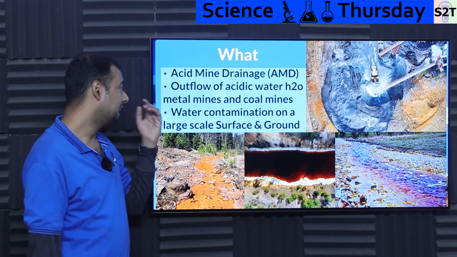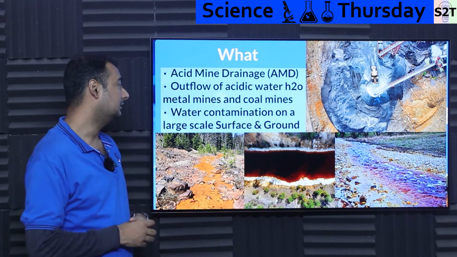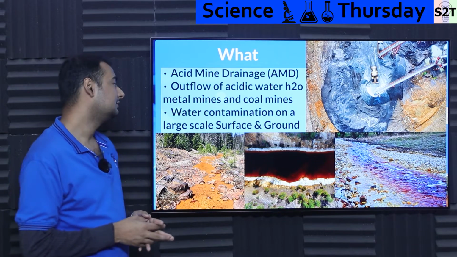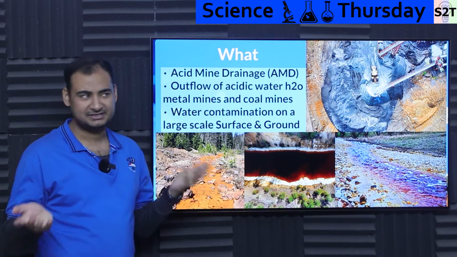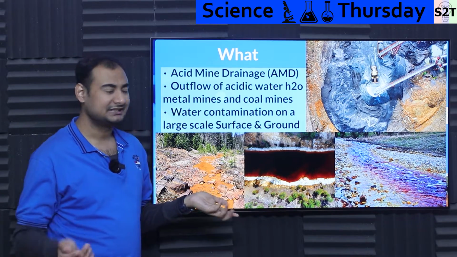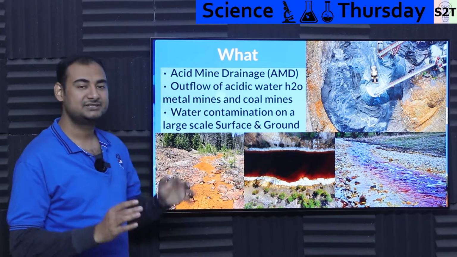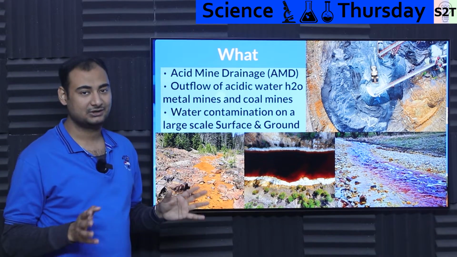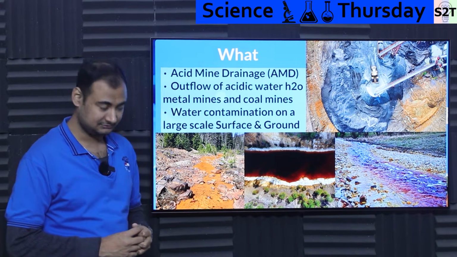Why is it so brutal? Well, it's an outflow of acidic water on the surface or underground, which comes from, and this is the problematic part, metal mines. Now you may say, hey, those are not that common. It also comes from coal mines, which are ludicrously common. So that means fundamentally, whichever continent or country you are in, you have this problem. It's a brutal problem, and it's a headache.